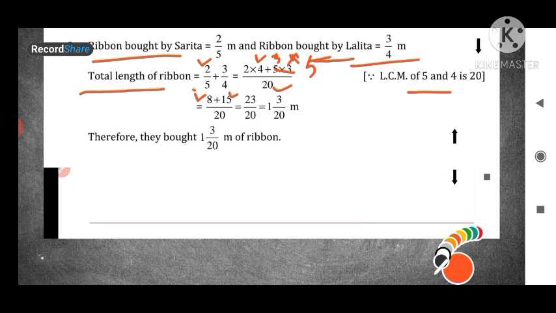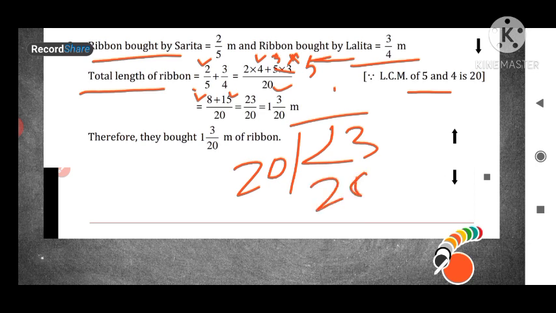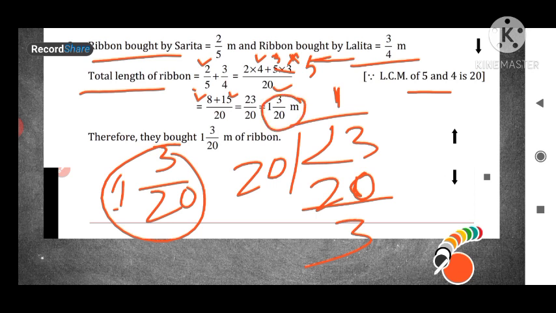This is an improper fraction. So how will you write it as a mixed fraction? You will divide 23 by 20. It goes 1 time in 20. Then what is the remainder? 3, isn't it? So you will write first the quotient we got, 1, then the remainder 3, then 20. So this is our answer. Here you can see 1 3 upon 20 meter. So therefore the total they brought is equal to 1 3 upon 20 meter of ribbon.